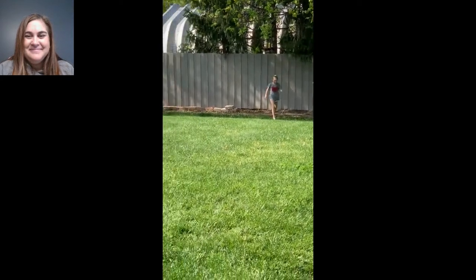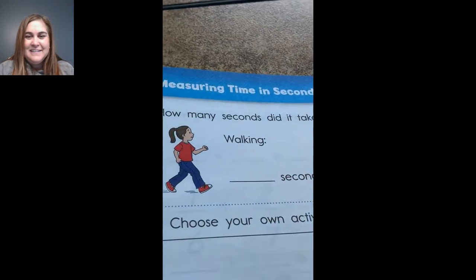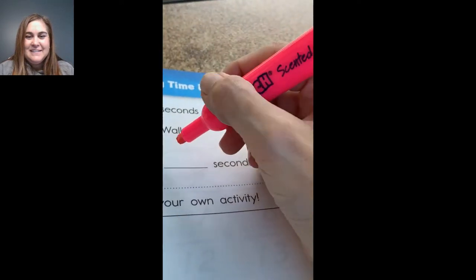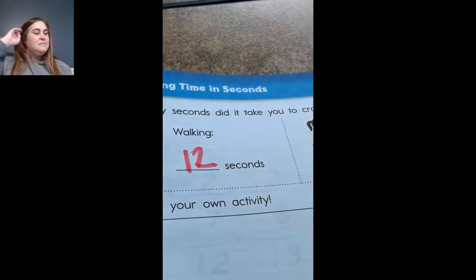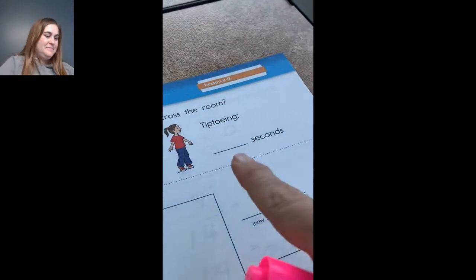All right, what's the time, Brew? All right, so in 12 seconds, that's how long it took the girls to walk. So in your book, you would write how many seconds it takes you to walk across a room or your yard. All right, girls, next up is tiptoeing.